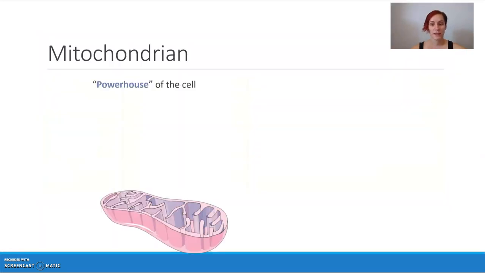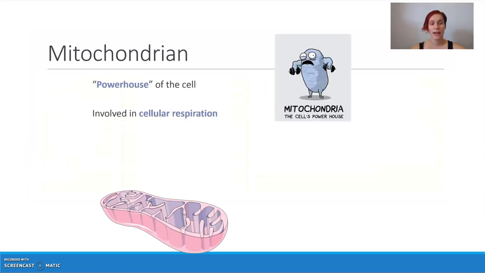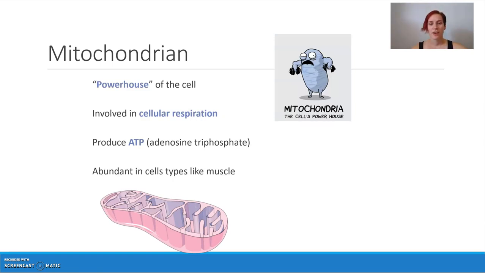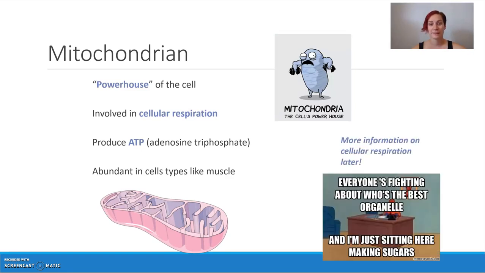All right, our mitochondria, they are the powerhouse of the cell. We do know that, and it's involved in cellular respiration, which produces the energy we need for us to do cellular activities, whether they be pulling apart nutrients or whatever. So they are abundant in cell types like muscle, where there needs to be a lot of energy, and we'll talk more about cellular respiration later.